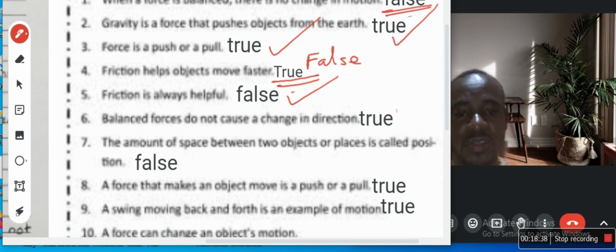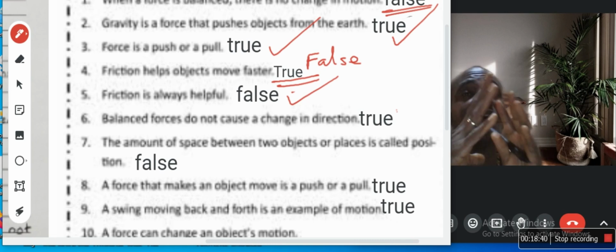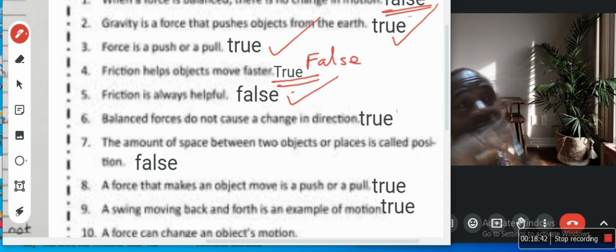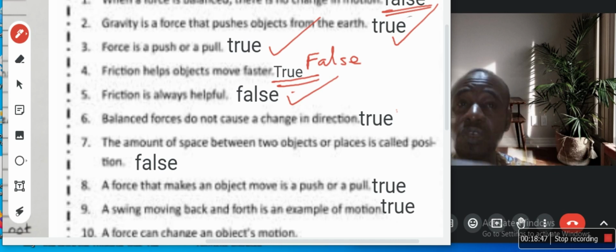Balanced forces do not cause a change in direction, because when the forces are balanced, the object will stay at rest if it was already at rest, or it will move at a constant speed if it was already moving. So no change in direction, no change in speed.